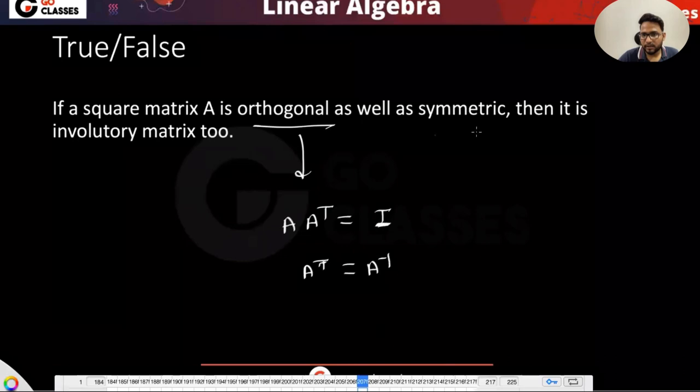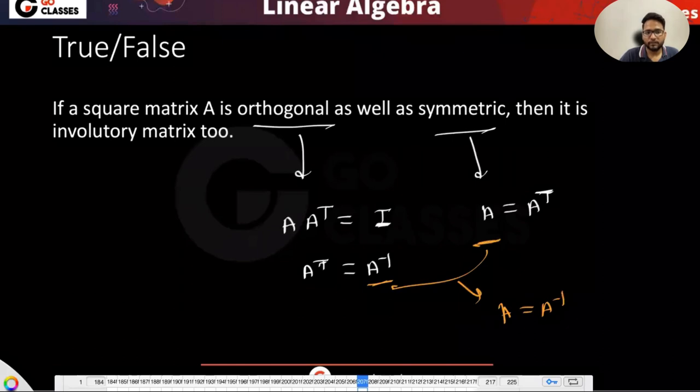As well as symmetric. Can you recall the property of symmetric? A equal to A transpose. I think from both of this, I can say A is its own inverse, right? A equal to A inverse. Yeah. So I can say that A square equal to identity.